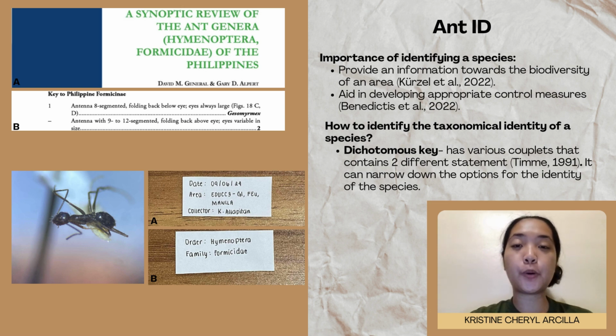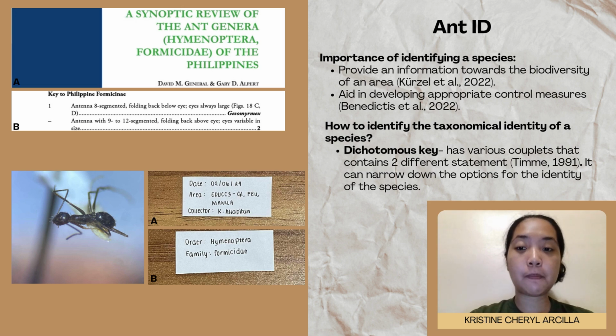A dichotomous key is composed of various couplets that have two different statements which describe the morphological characteristics of a species. In those two statements, you need to choose the appropriate description that perfectly illustrates the collected specimen.